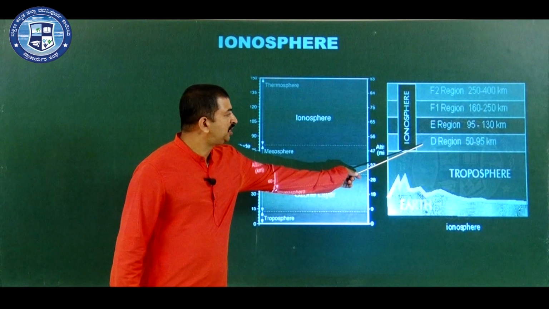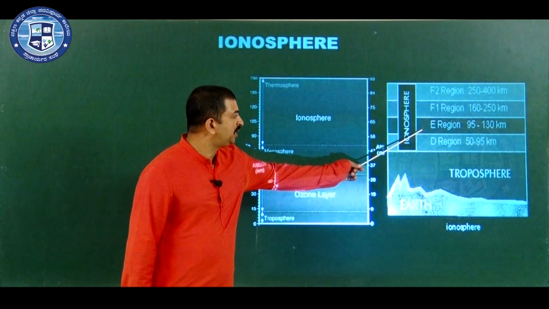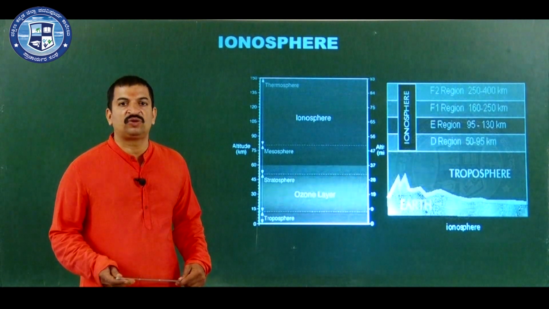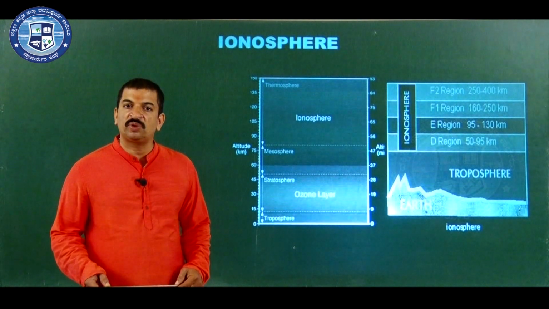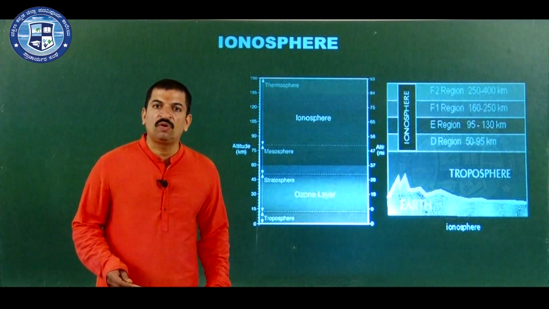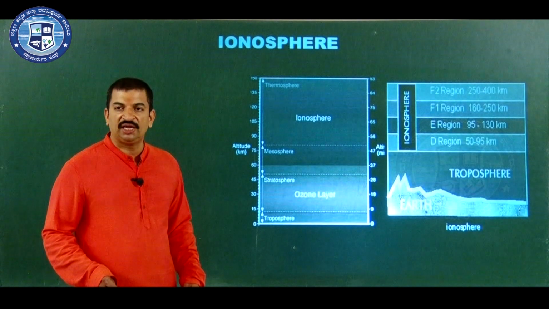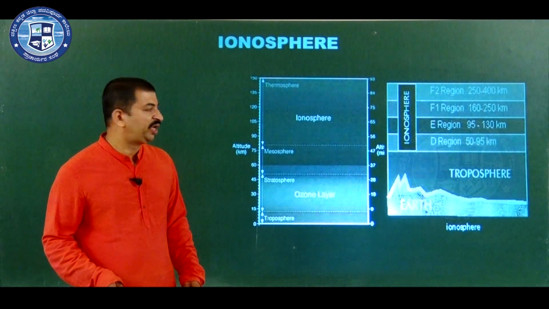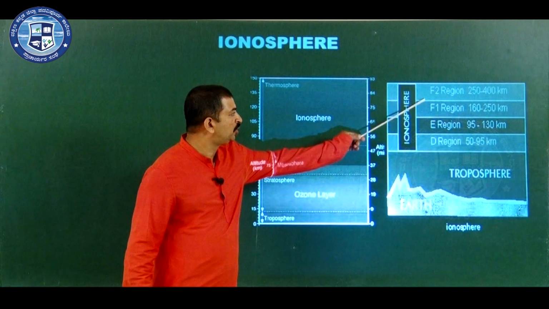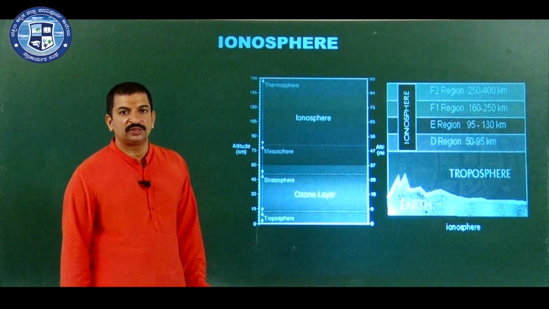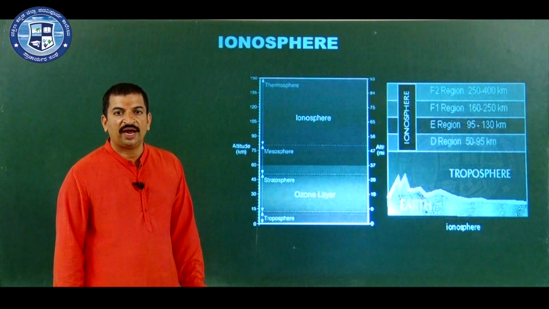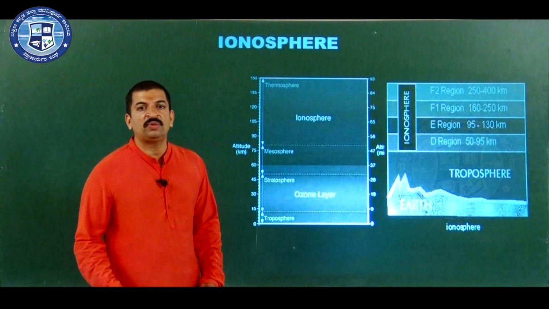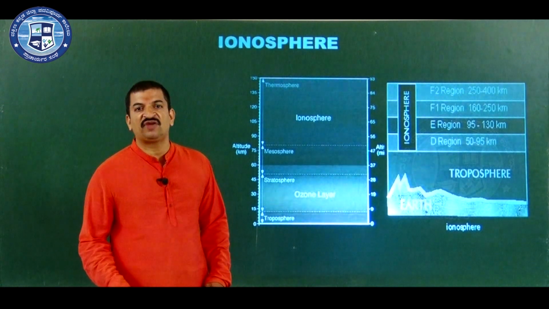Now, the entire earth atmosphere is divided into 4 layers: the D layer, the E layer, and then the other 2 layers called F1 and F2 layers. The last 2 layers, F1 and F2, exist in daytime. At night, these 2 layers recombine themselves to form a single layer which is called the F layer.